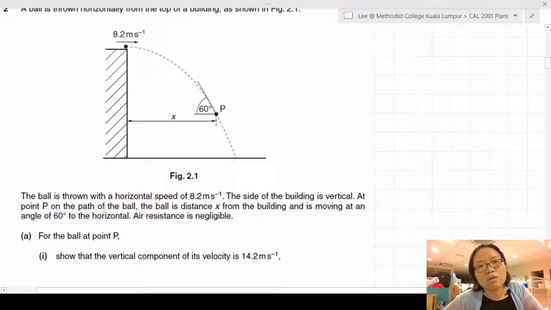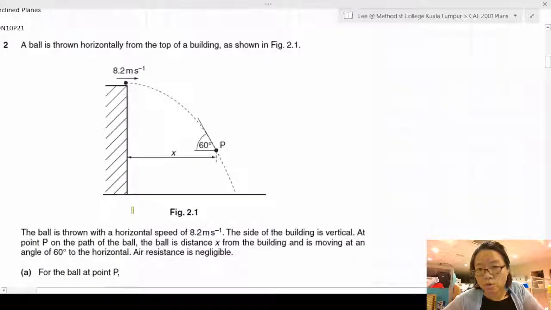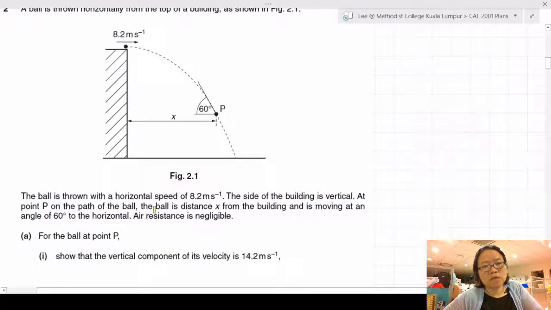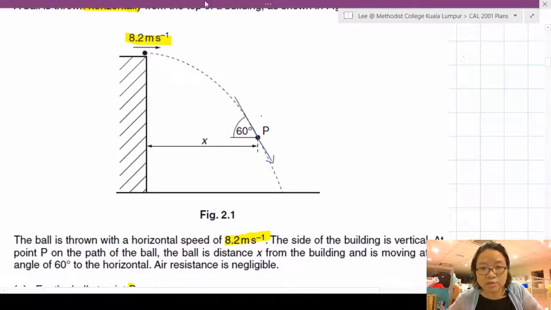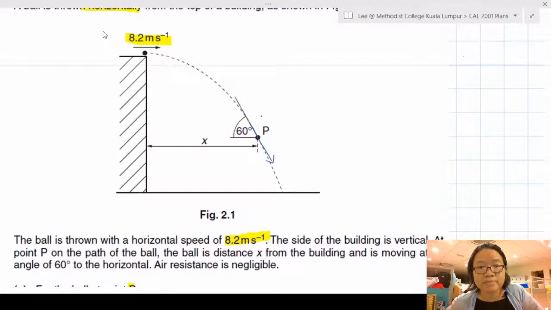Anyway, you have a ball horizontally thrown from the top of a building, and we are taking a random point P in mid-air, not on the ground. Air resistance is negligible, and at point P, the ball is moving at an angle of 60 degrees to the horizontal. So it's 60 degrees to the horizontal.